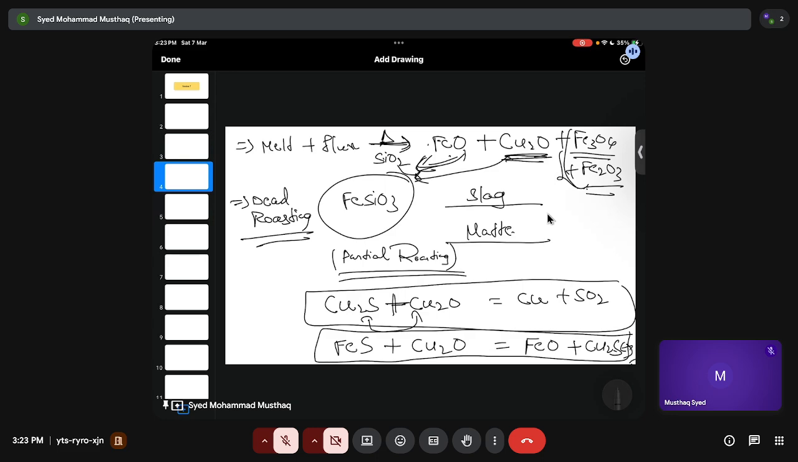You can even ask why not completely melt, right? Instead of partial roasting, why not do the whole smelting of sulfides? Yes, you can do that, but once you do that, you will only end up with matte. You will not have any slag. That means you need to burn more energy, because now the system is very large, right?